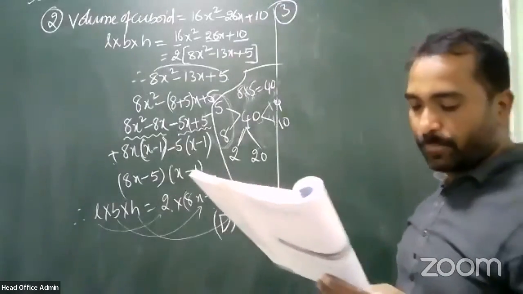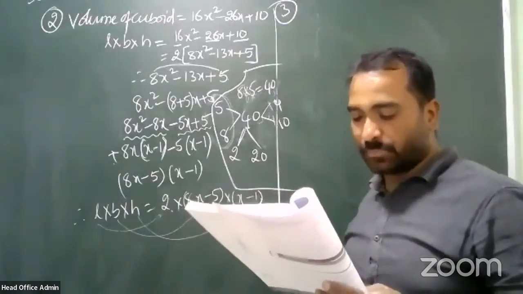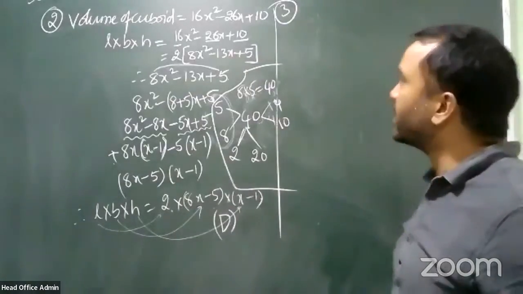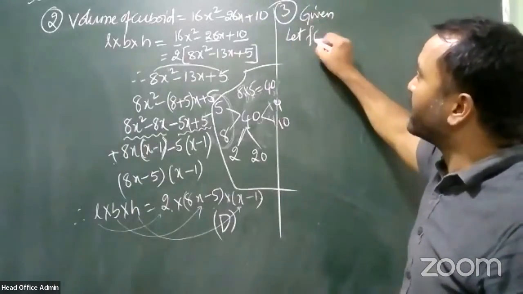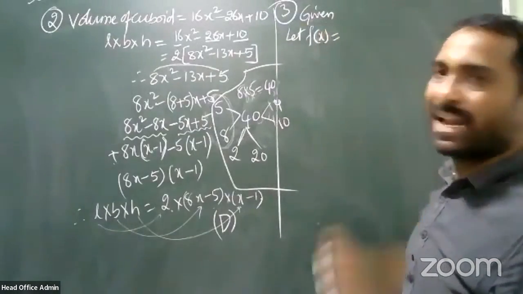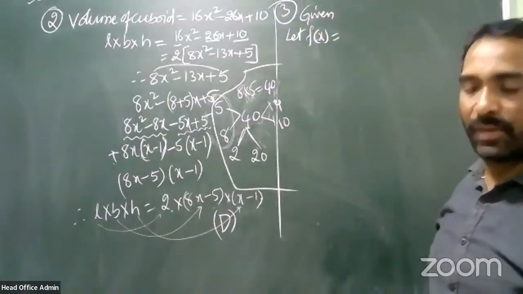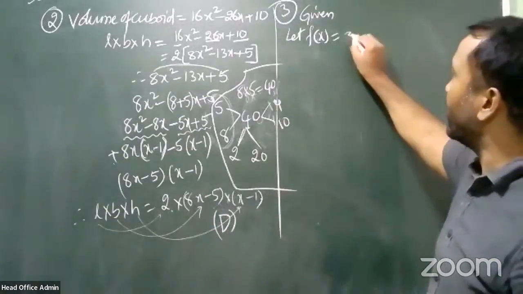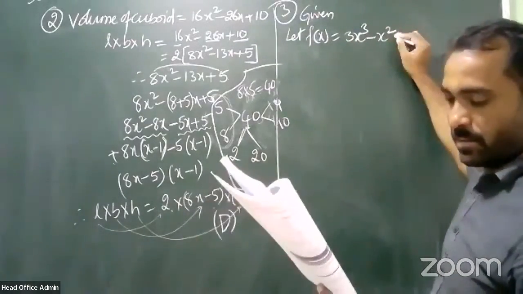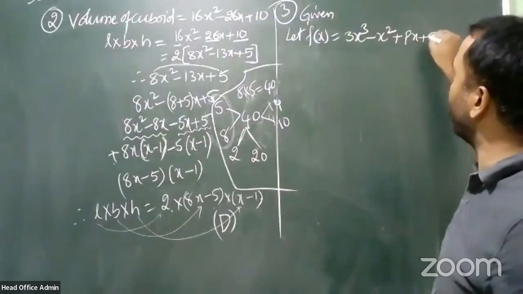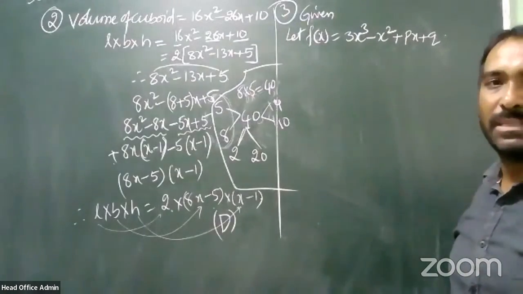Next, coming to the third problem: if x minus 3 is a factor of 3x cube minus x square plus px plus q, then what is the condition asked? Given, let's suppose f of x, I will assume it as a polynomial because p and q terms are already there in the question. So I'll assume it as f of x. So what is f of x? 3x cube minus x square plus px plus q is a polynomial.